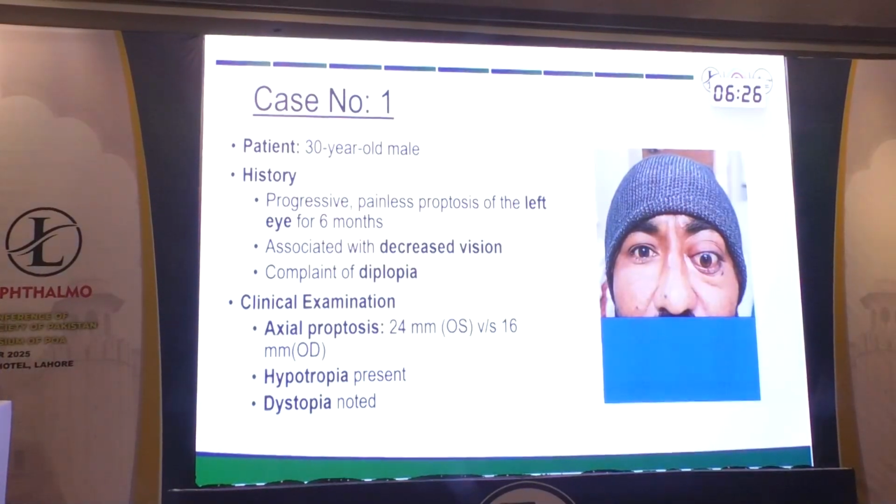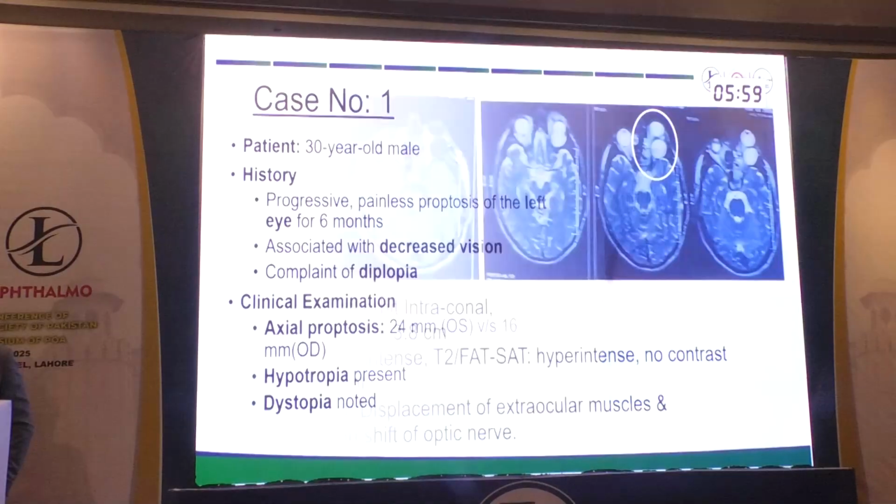So, discussing my case number 1, a 30-year-old male with a history of progressive painless proptosis of the left eye for last 6 months, which was associated with decreased vision and diplopia. Clinical examination showed axial proptosis of 24 millimeter in the left eye versus 16 millimeter in the right eye. There was a hypertropia associated with the dystopia. So this was the picture of presentation of this patient.